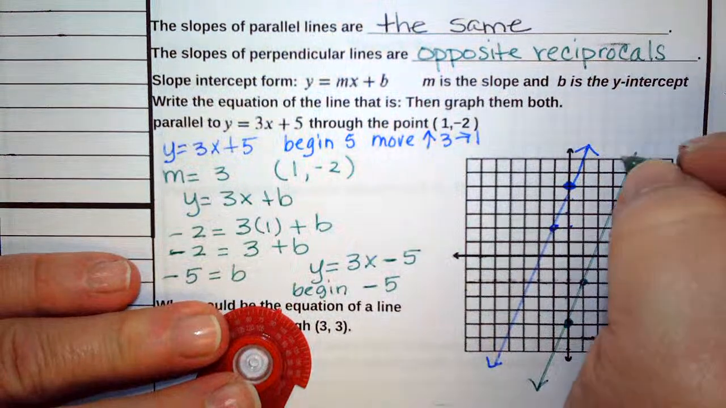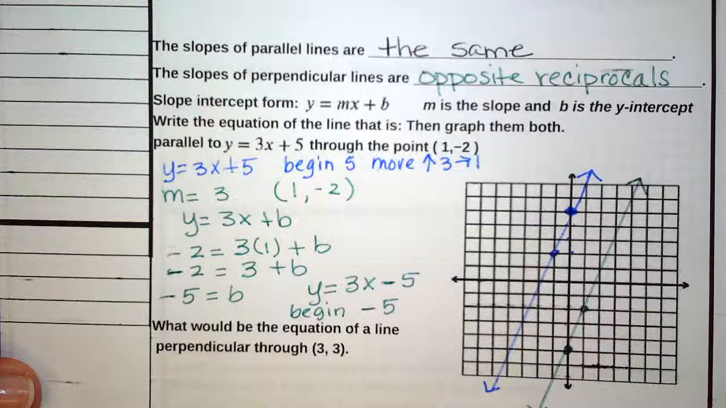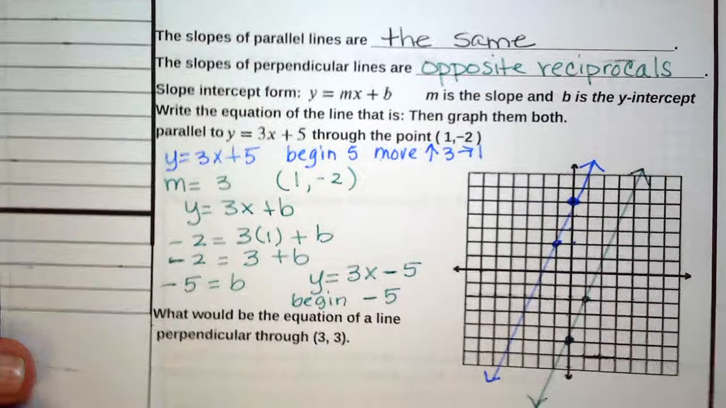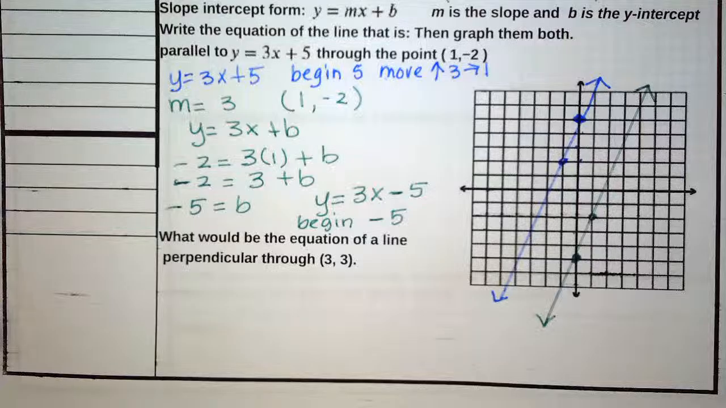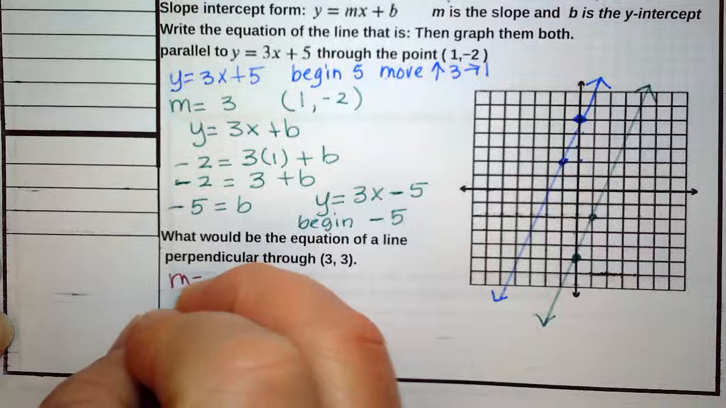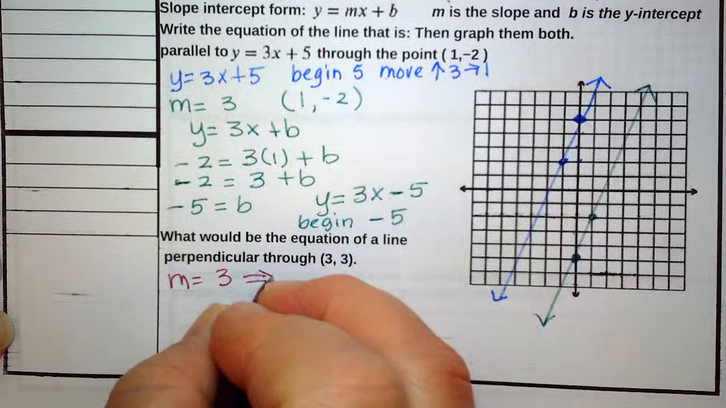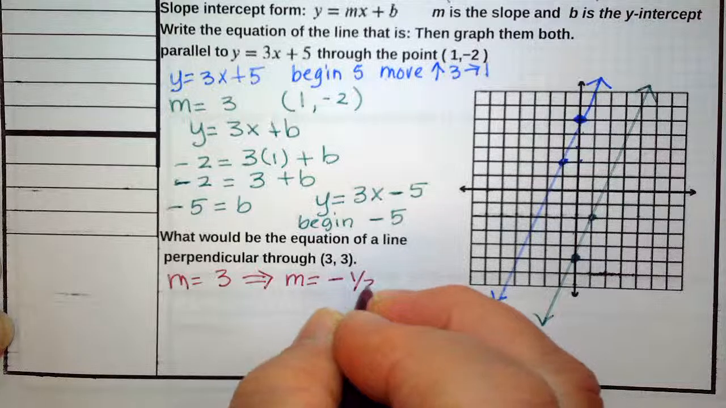And they don't look too bad. Human error is always a great factor when you're drawing lines. Okay, but what if we want it perpendicular? If we want it to be perpendicular, what do we know about the slope? Well, my slope has to be opposite reciprocal. So if I start out with a slope of 3, then my slope becomes negative 1 over 3.